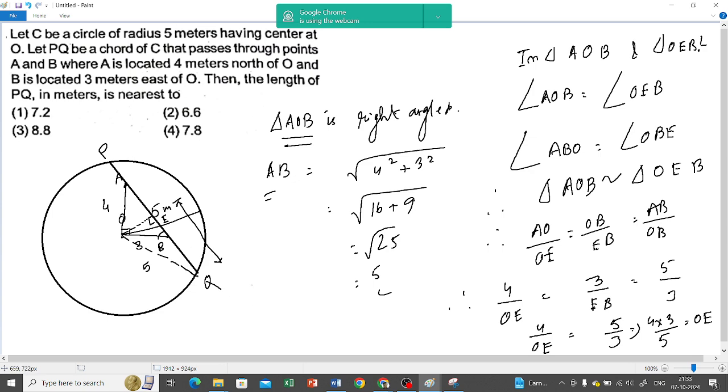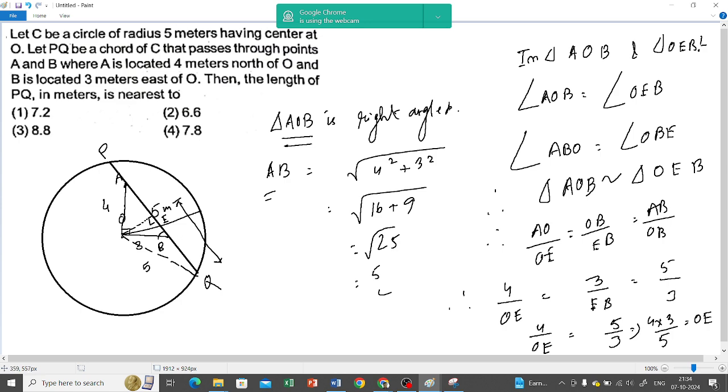Now how to find out PQ? There was a theorem that I taught you for circles, that when a perpendicular is drawn from the center on a chord, the perpendicular bisects the chord. Watch the recording a bit. That was the second theorem. When a perpendicular line is drawn from the center on a chord, it bisects the chord.